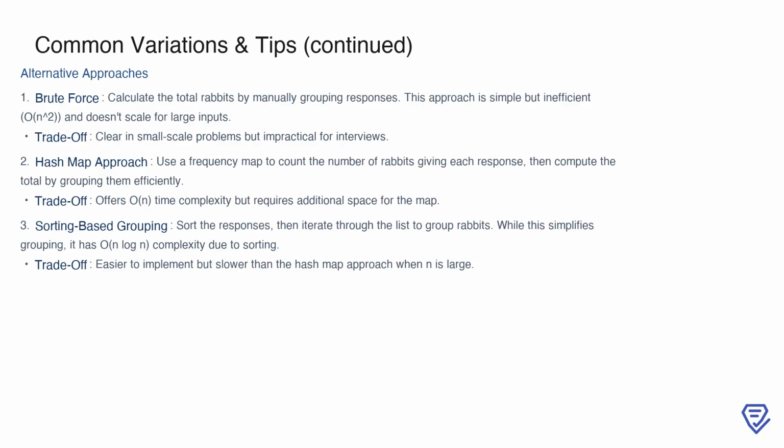Another alternative is sorting-based grouping. By sorting the responses first, you can iterate through the list and group rabbits as you go. While this method simplifies the grouping process, the sorting step increases the time complexity to n log n. Overall, the hash map approach is usually the best choice for its balance between efficiency and clarity, especially in interview settings.